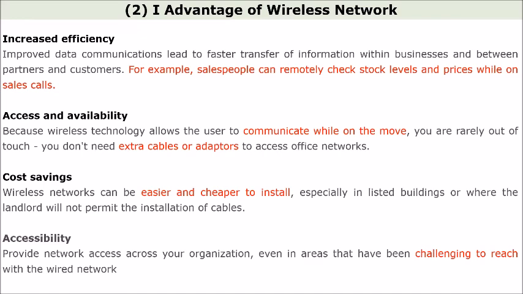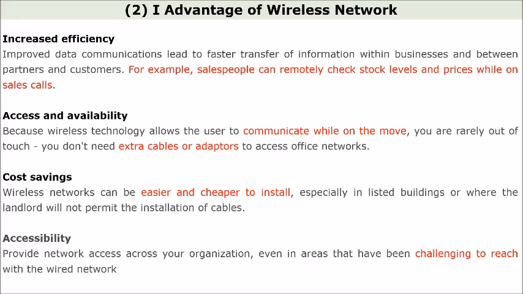The access means while you are moving, while you are traveling, you can connect with your organization, right? While you are traveling by train or bus, there is no need to stop your work. You can connect with your organization and do your job while you are traveling. Also you need not spend more cost on extra cables or adapters. All are wireless technology. Therefore, you can save your cost. Cost saving again you can see as a third advantage, separately.